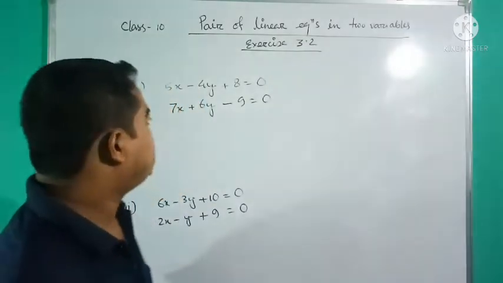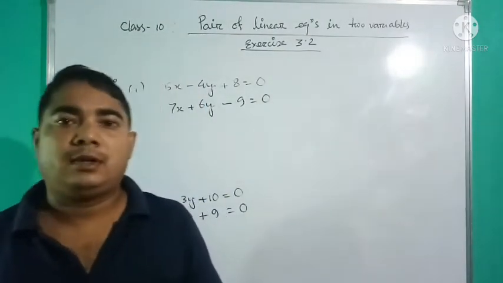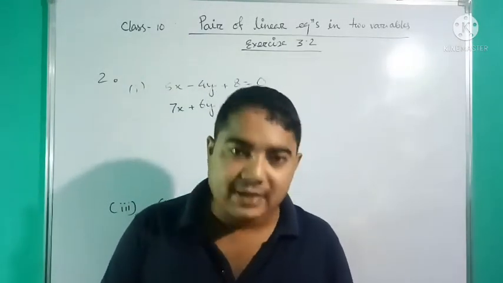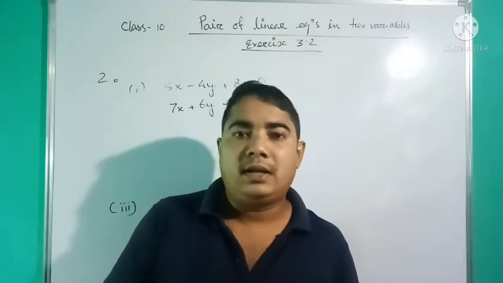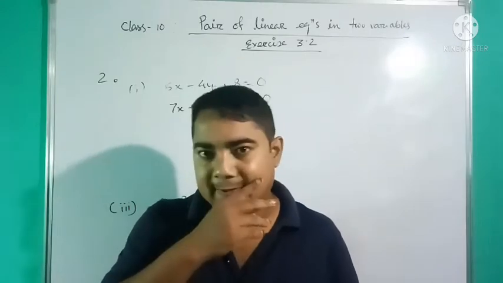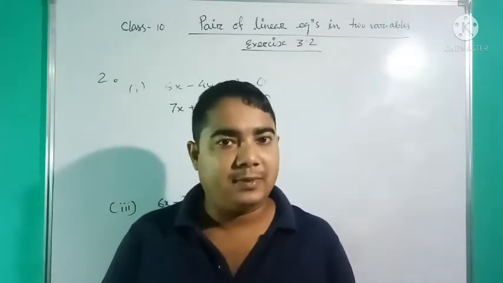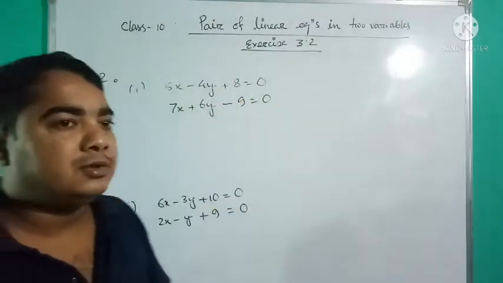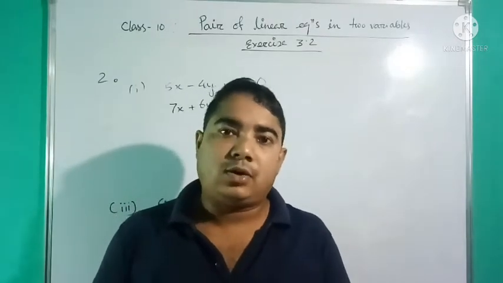Question number 2. See, in question number 2.1, two equations are given. From the given equations, we need to find whether the lines intersect at one point, intersect at many points, or do not intersect, that means parallel. In the first video, the concept of pair of linear equations in two variables, I explained about consistent, inconsistent, intersect, not intersect, all points.